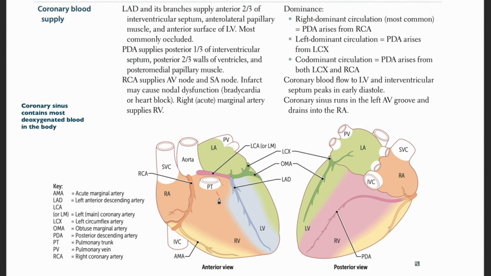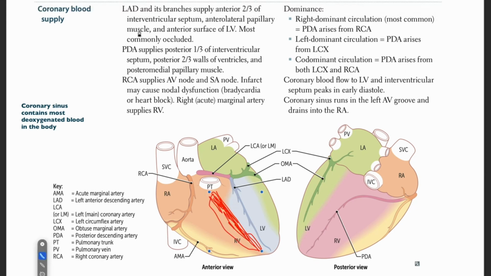So see, this is the septum. If this is the septum, it's going to be this area. So 2/3 of that area, I guess that much is supplied by LAD, right?